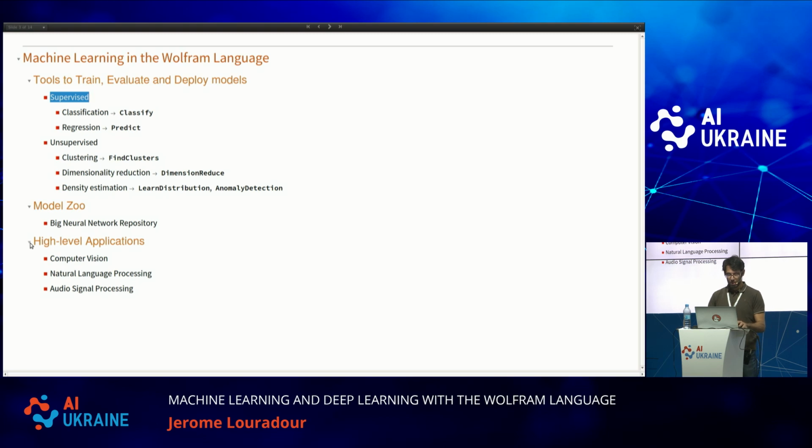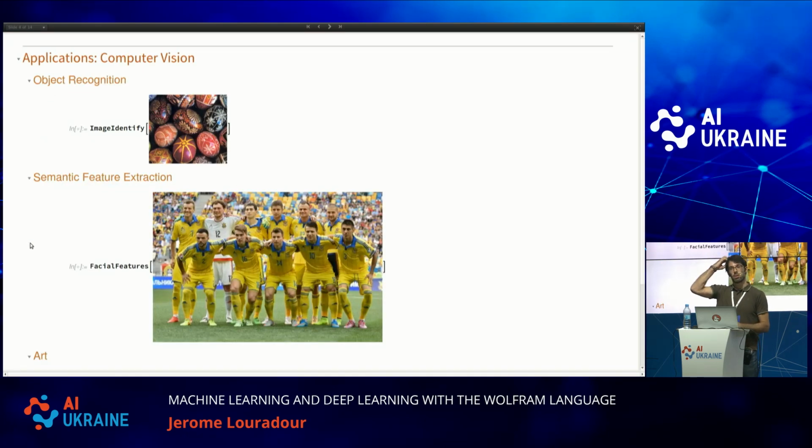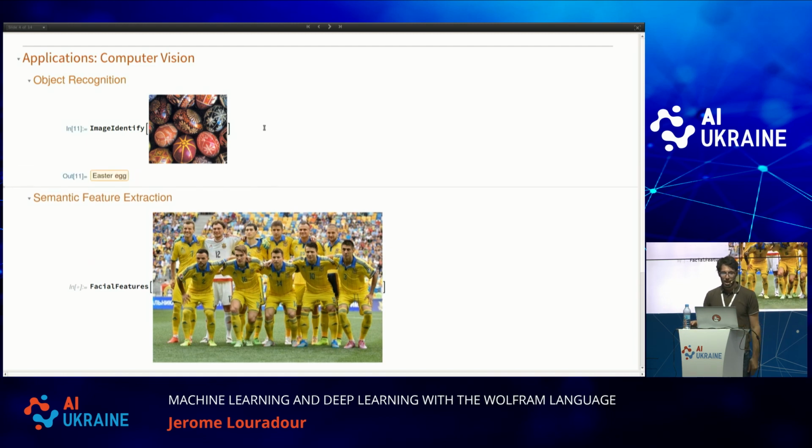To demo this, I'm going to start with the kind of applications that we build that are based on machine learning models, and most of the time now it's deep learning. So, for example, in object recognition, we have a function, image identify. You see in this image, it recognizes Easter egg.